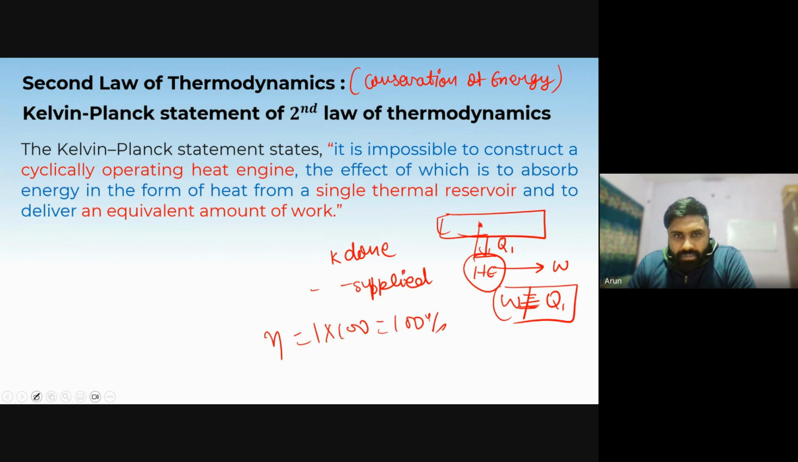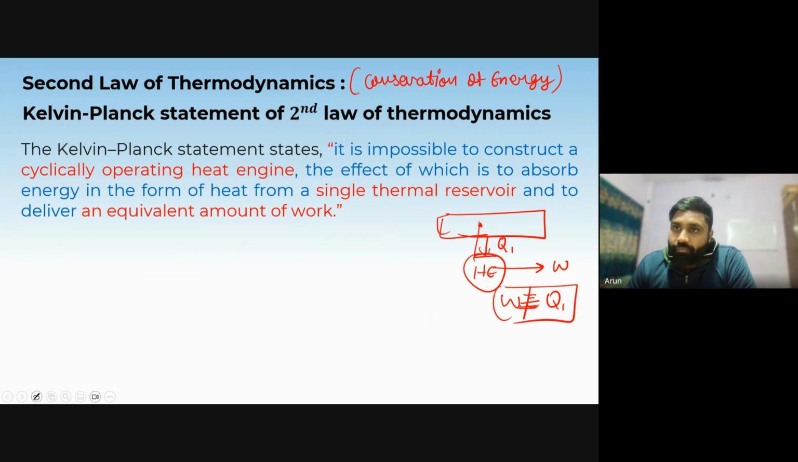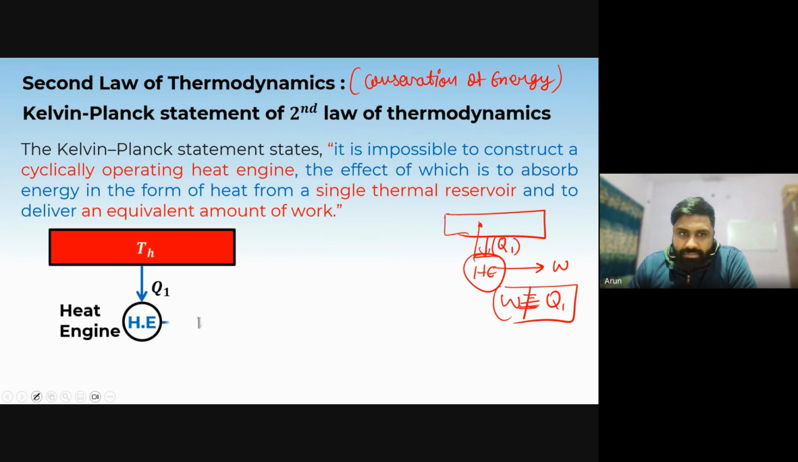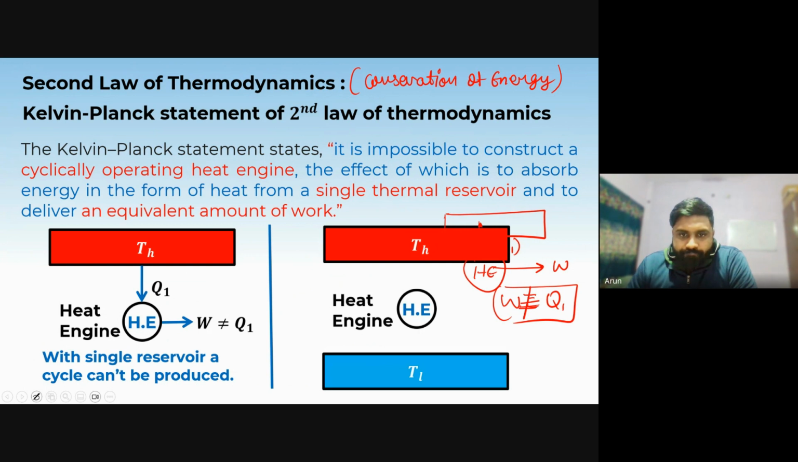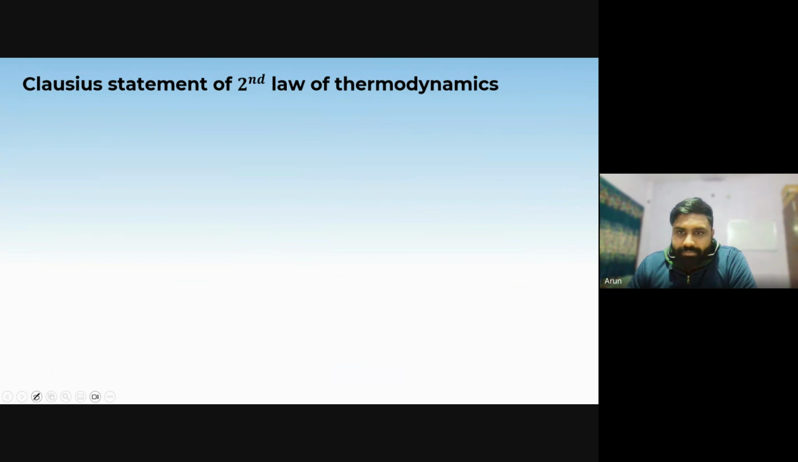Okay. So according to Kelvin-Planck's statement, it is impossible to construct such an engine which is operating in a cycle and converts the total heat supplied to the total work done without rejecting heat to the sink. Okay. So it is not possible. Got it? The same thing that I have discussed here. This is the possibility.